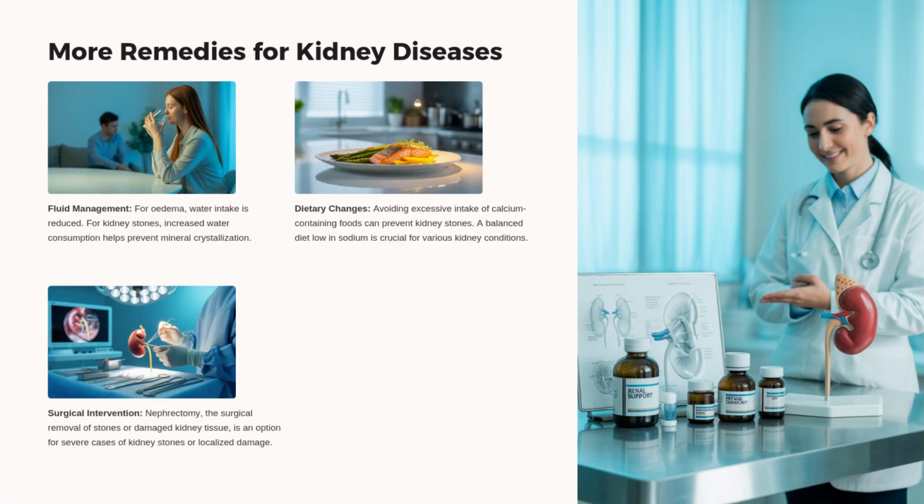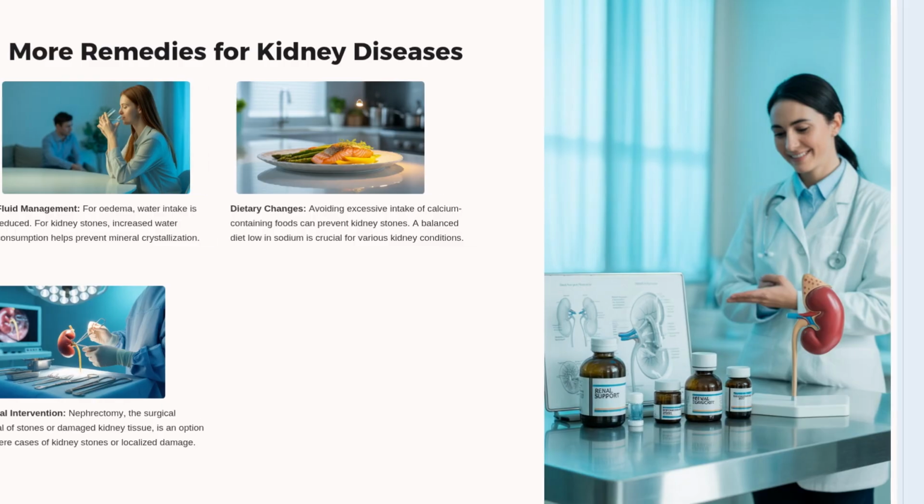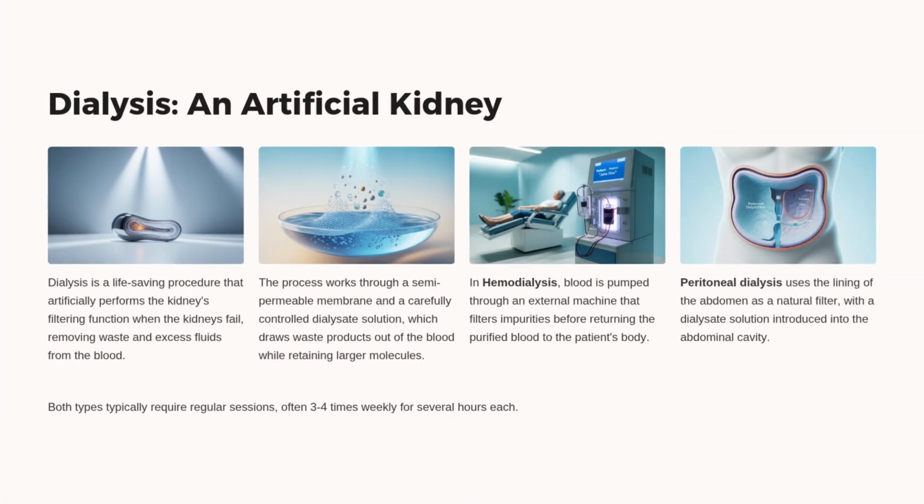Surgical intervention. Nephrectomy, the surgical removal of stones or damaged kidney tissue, is an option for severe cases of kidney stones or localized damage. Dialysis, an artificial kidney. Dialysis is a life-saving procedure that artificially performs the kidney's filtering function when the kidneys fail, removing waste and excess fluids from the blood. The process works through a semi-permeable membrane and a carefully controlled dialysate solution, which draws waste products out of the blood while retaining larger molecules.